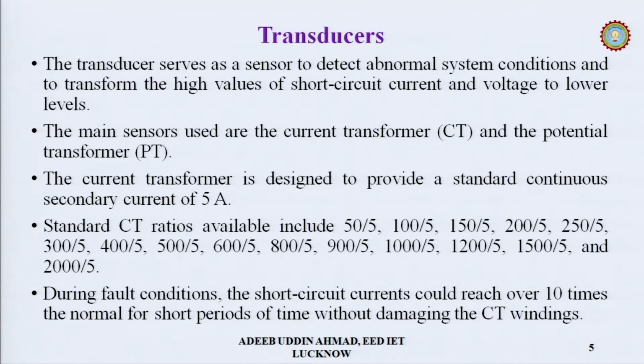Basically, a transducer is a device that is used to sense a physical quantity, and this physical quantity may be the voltage or the current. The main sensors used are the current transformer and the potential transformer. These are the two fundamental pieces of equipment used for sensing, and they are the transducers in power system protection.